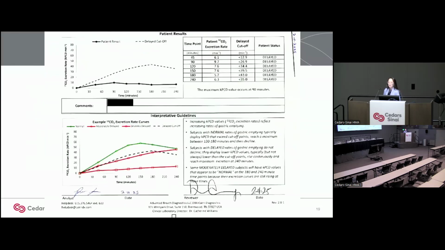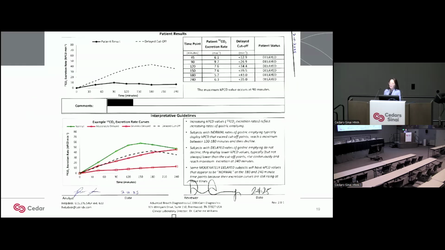Here's an example of a breath test that you may get for a patient. We can see the patient is at the top, and at the bottom is the normal curve as well as delayed curves. In here, you can see that there's very, very low levels of that carbon-13 CO2 that's picked up at the breath test. You can see this in two situations.